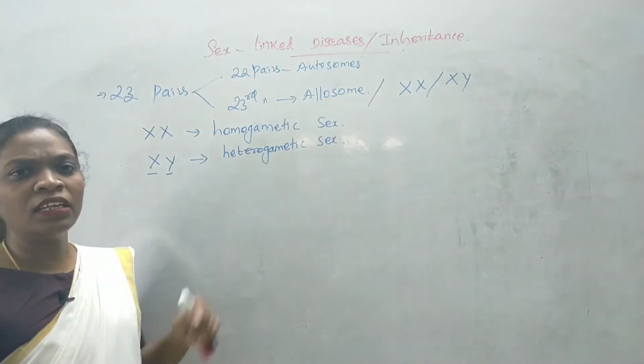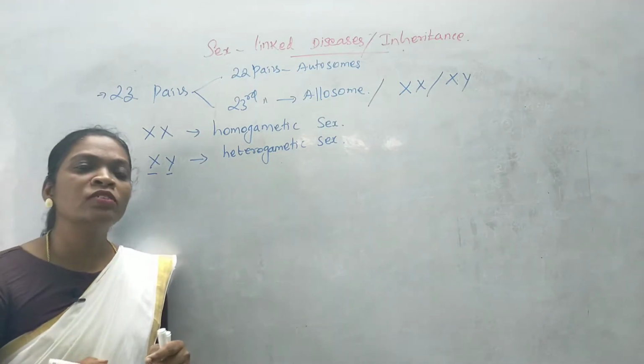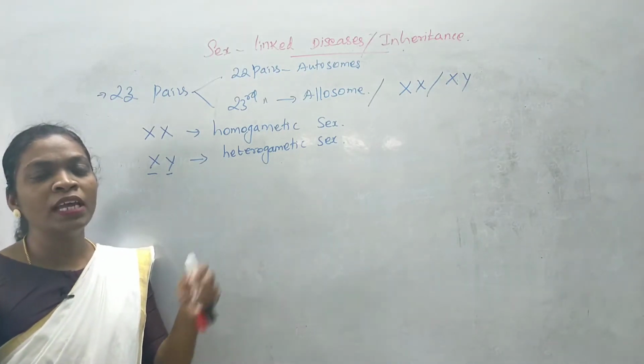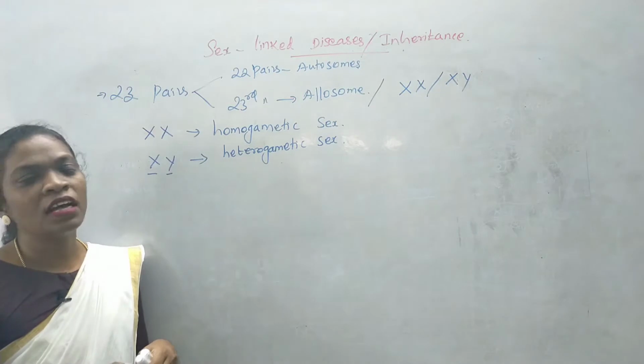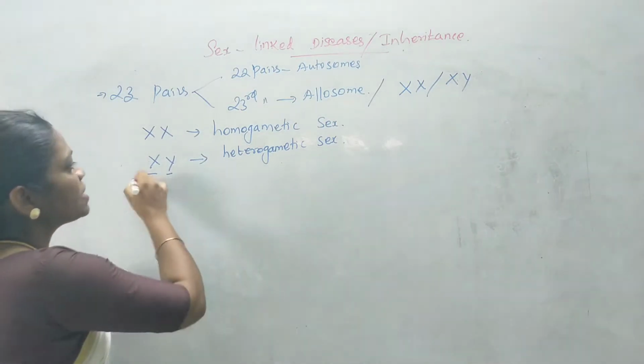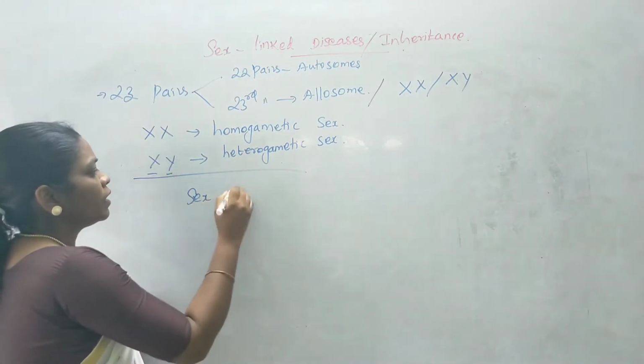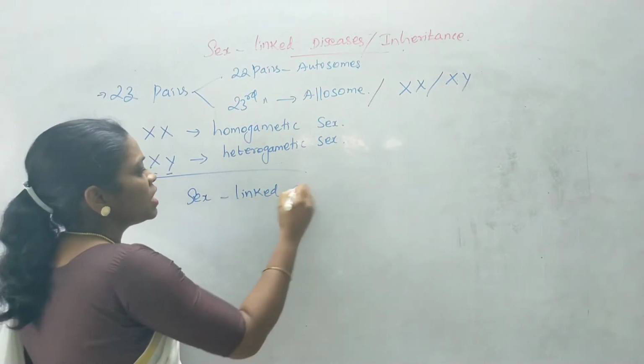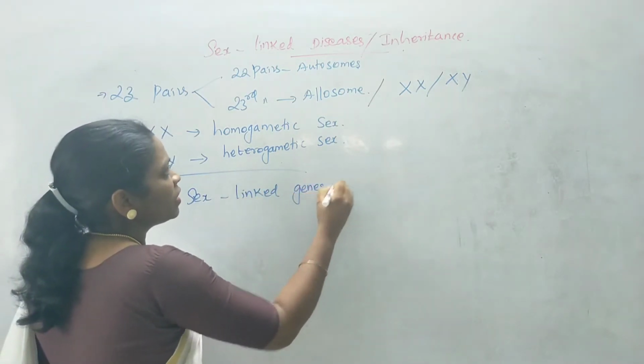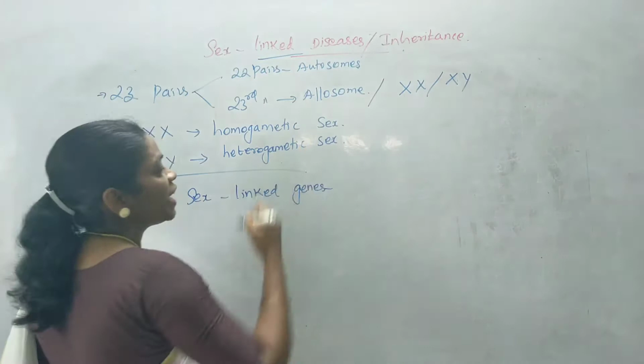When these genes carry the genetic disorders from one generation to the next generation, that is said to be sex-linked inheritance. These genes are also known as sex-linked genes, and if they carry a genetic disorder, it is known as sex-linked inheritance.